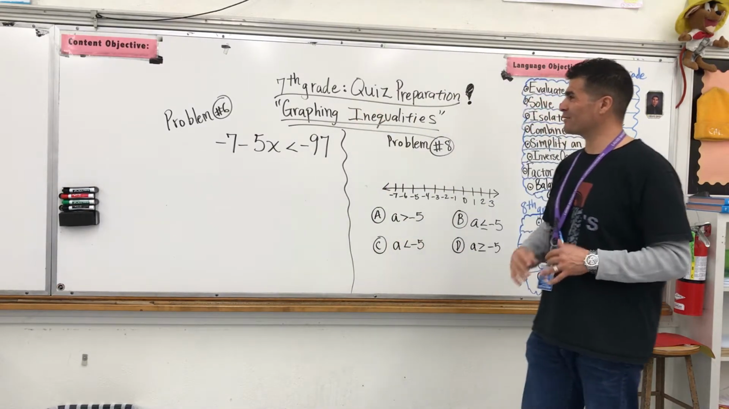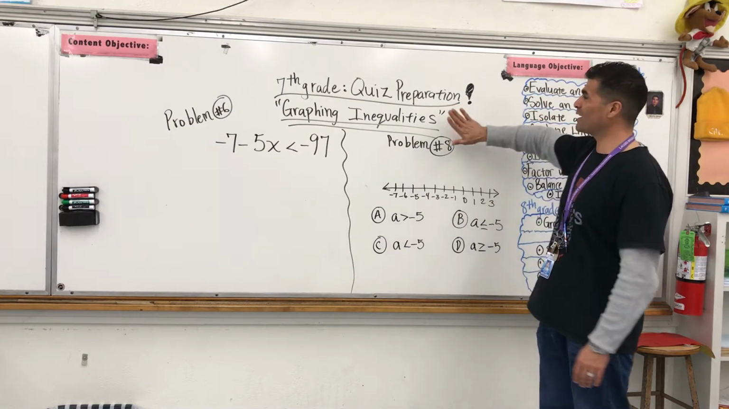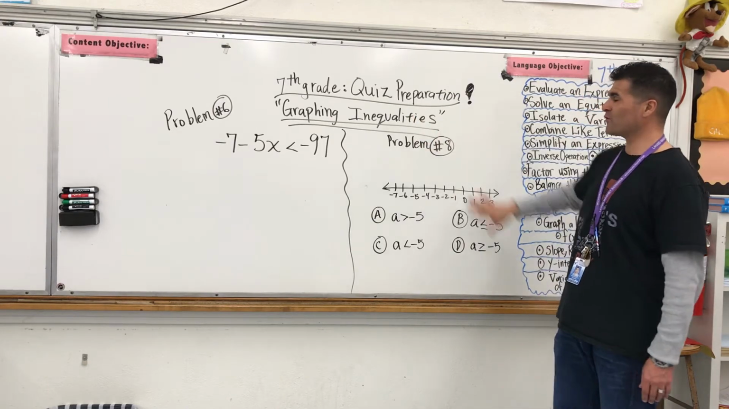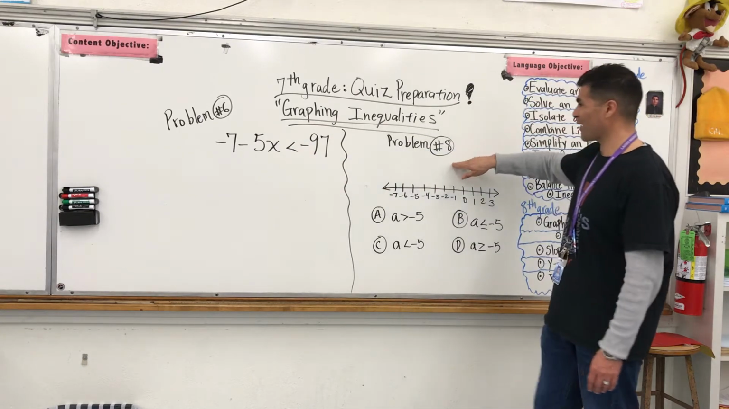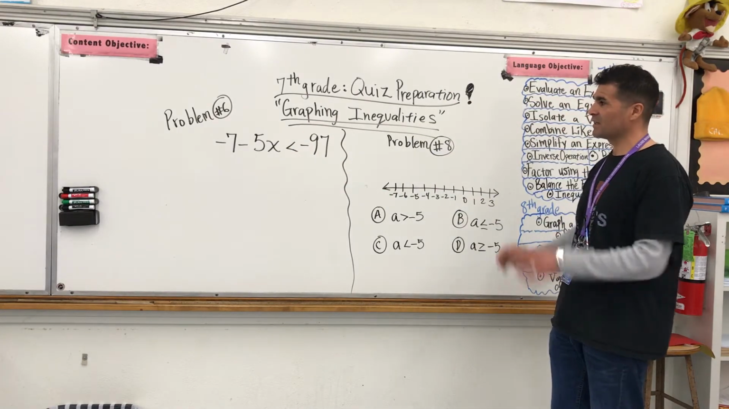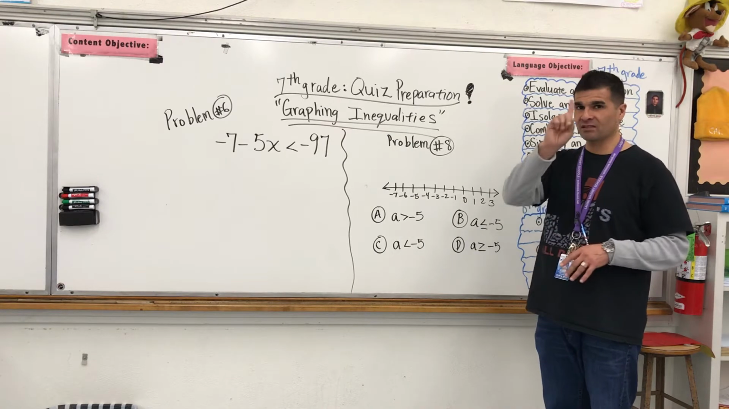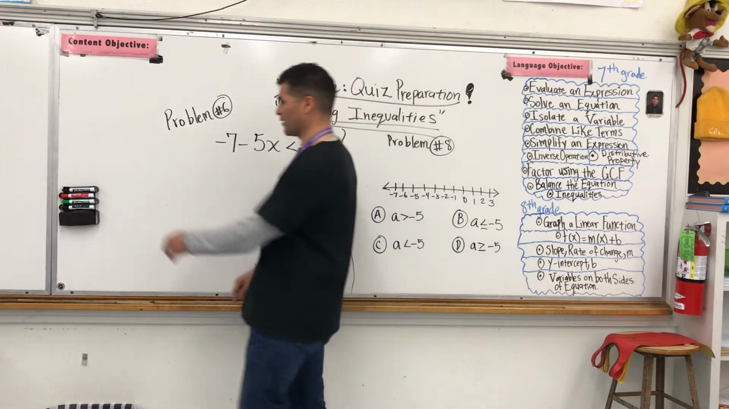This video is going to help you out for your 7th grade quiz, which is going to happen tomorrow. Now, you guys already know that our quiz is on graphing inequalities. Here are two different problems: problem number 6 on tomorrow's quiz and problem number 8 on tomorrow's quiz. So basically our quiz is on graphing inequalities with one variable. Let's go ahead and start with problem number 6 right here.